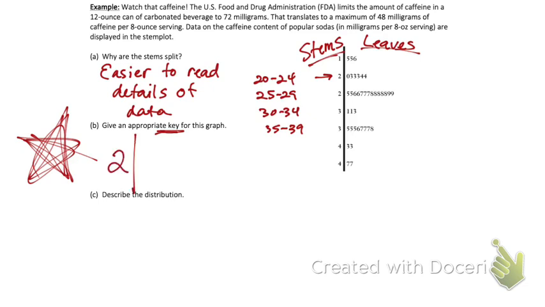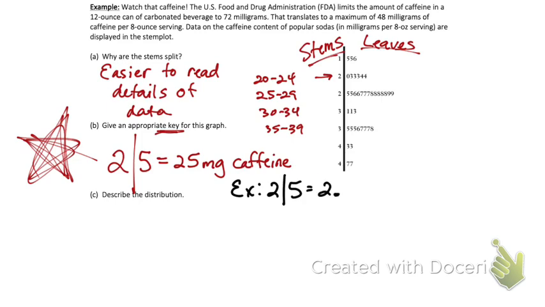I'm just going to go with 25. You put a 2 and then a slash and then a 5, or a 2 and then a vertical line. And you just say that equals 25 milligrams of caffeine. You're just defining what that number means. The reason this is important is, if these had been decimals, 2/5 might equal 2.5. That's why a key is important, so we know which way to read the stem plot. Does that make sense? Awesome sauce.